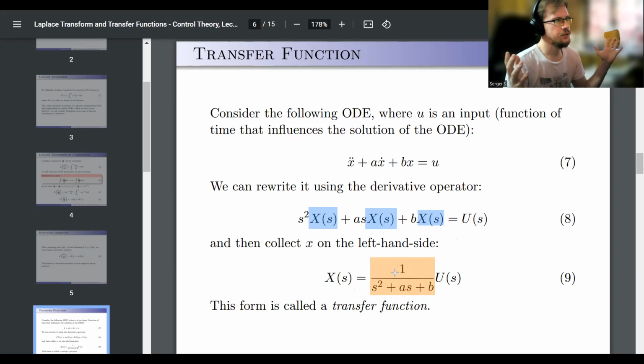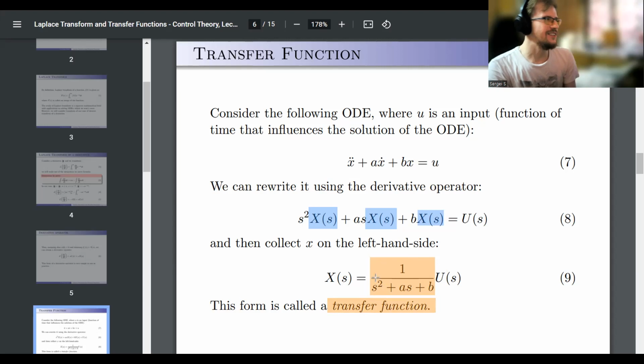It's a function in Laplace variables. Now this form has a name. It's called the transfer function. Why transfer? Well, because it transfers U into X. It is always in this form: you get U and you transform it into X. So that is what happens with this function. You get U, you transform it into X.